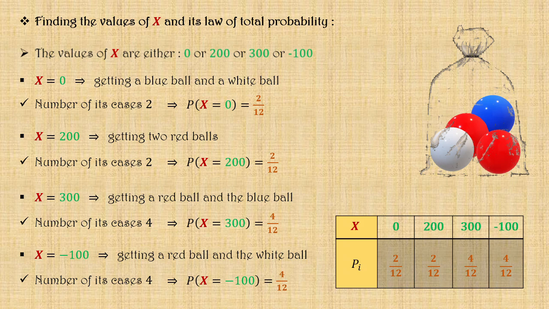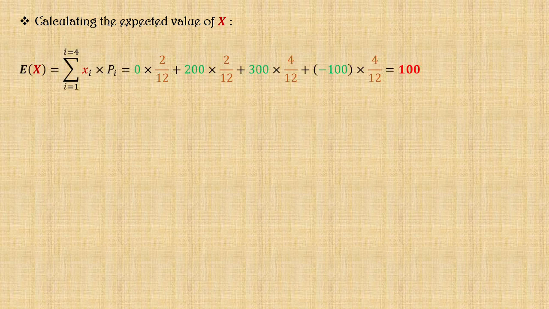Now let's calculate the expected value for our random variable capital X. So, as the expected value of a random variable capital X, E(X), is defined as equal to the sum of the product of each possible value for capital X, xi, and its probability pi, then E(X) equals 0 times 2 over 12, plus 200 times 2 over 12, plus 300 times 4 over 12, plus minus 100 times 4 over 12, which equals 100.